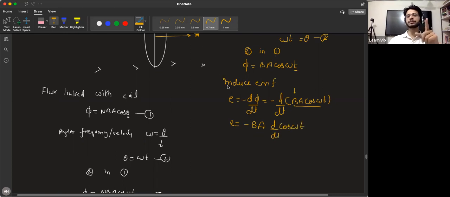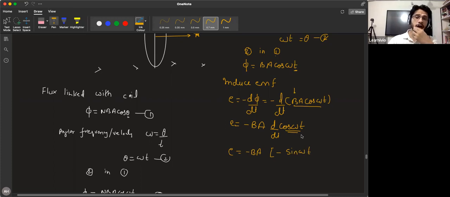Is there anyone in this batch who doesn't have maths in class 12 as a subject? Anshika, you have maths? You don't have maths. Okay. So see, this is minus of BA. You have to differentiate cos omega t. So Arpit, the derivative of cos omega t is minus of sine omega t. Fine. The derivative of cos is minus sine.